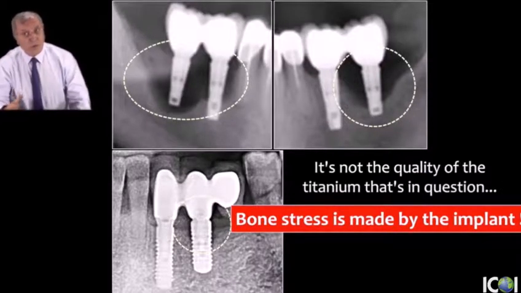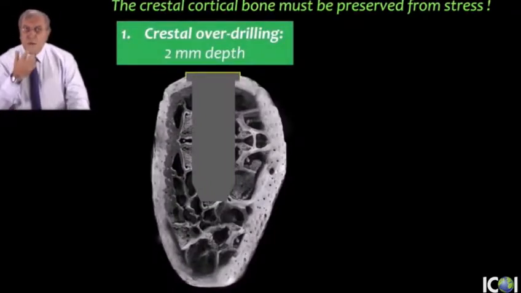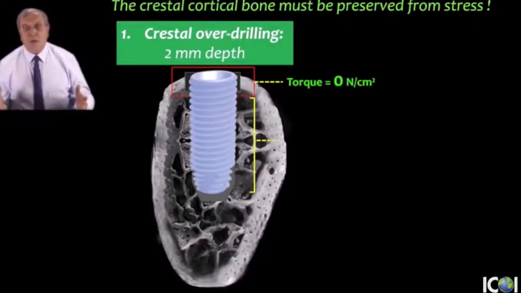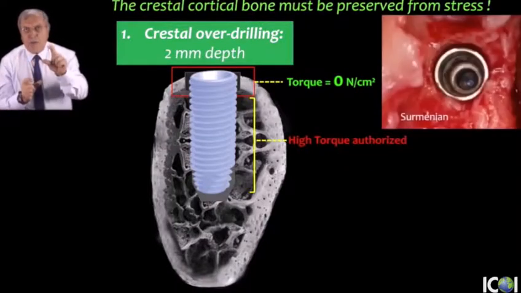You start with the resorption and then we don't know what will happen in the future. You understand that we must protect and preserve the cortical bone by doing maybe an over-drilling into the cortical, 2 millimeter depth.